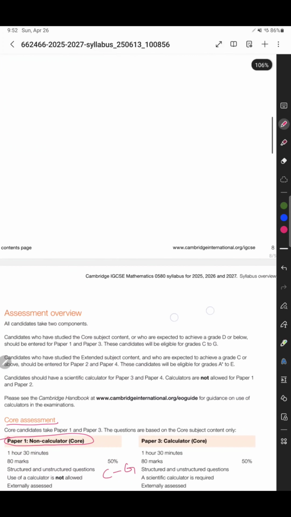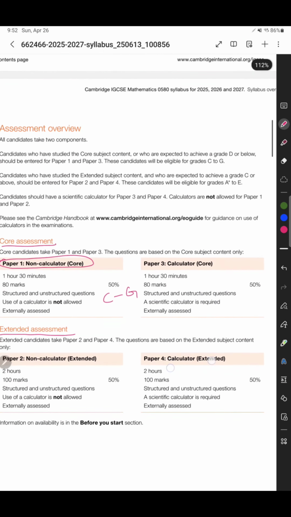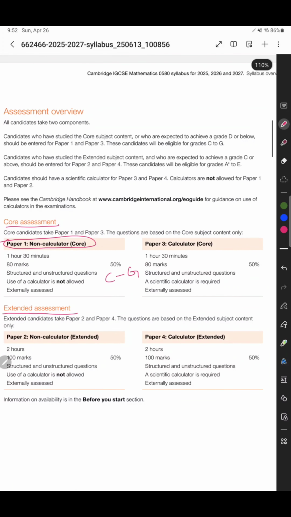Now the part every student wants to know: how will we be tested? All candidates take exactly 2 components, but your specific papers depend on whether you are following the core or extended pathway.